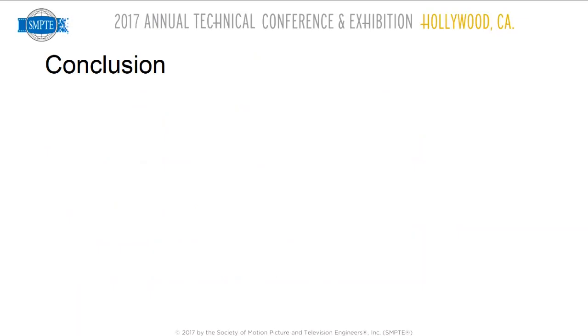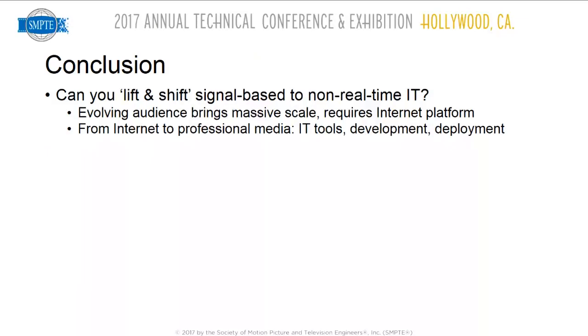So, in conclusion, can you lift and shift signal-based sort of specifications to non-real-time IT? I think that's an open question and one that we should consider. We know that evolving audience is going to bring massive scale. We know that the machine learning that we learned about on Monday is going to bring massive scale, and we're going to need to use internet platforms and cloud.